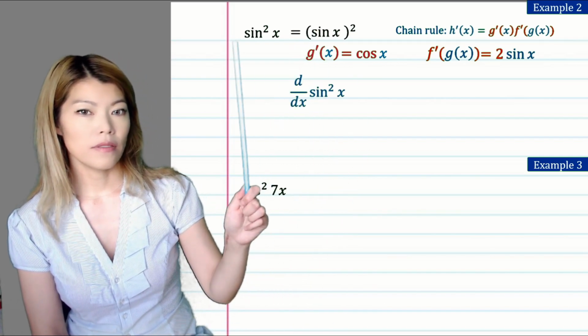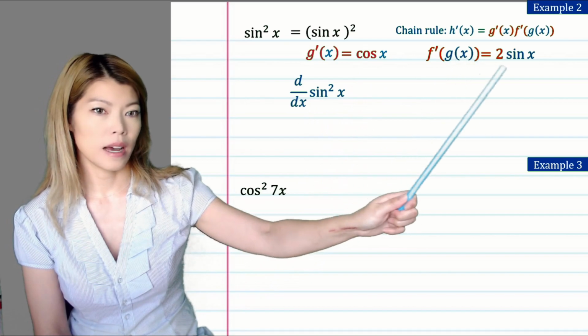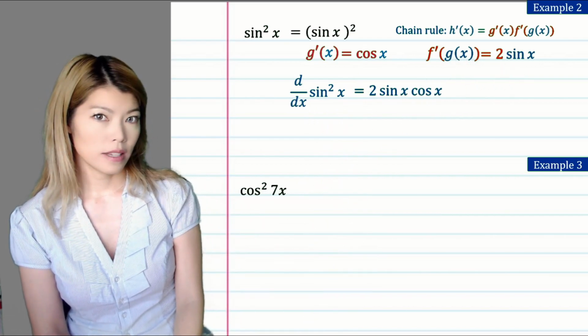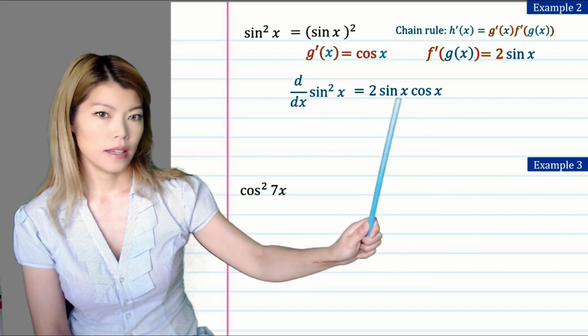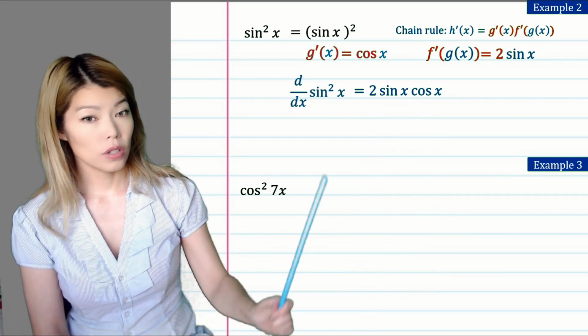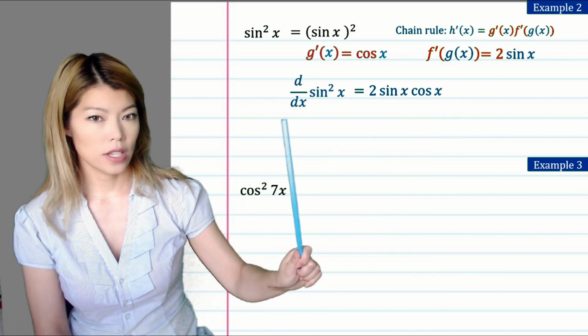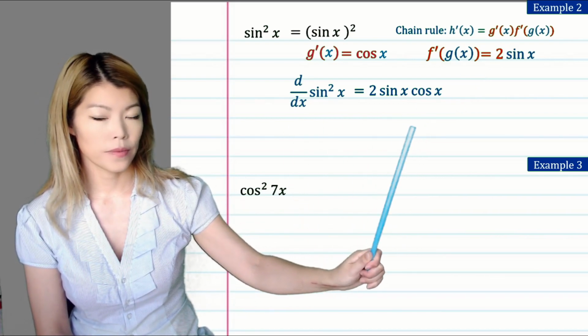And so our derivative of sine x squared becomes that times that. So 2 sine x cos x, and it doesn't matter if you write 2 cos x sine x, it doesn't matter what the order is. Also, you can skip this line over here and just go straight to the derivative.